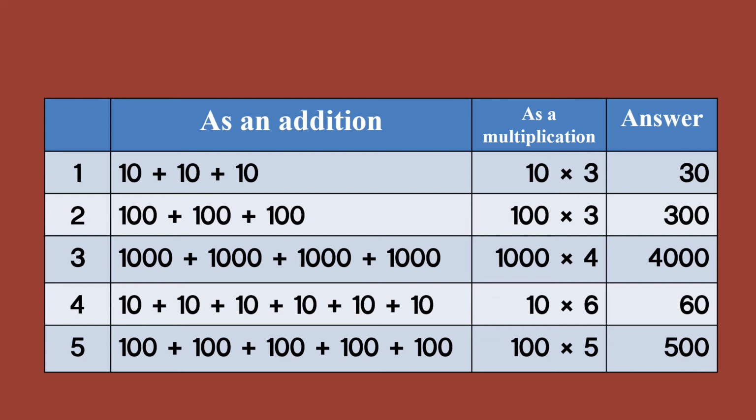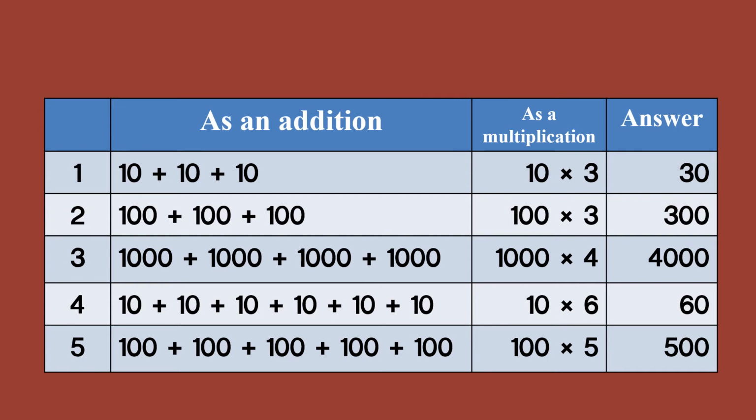1000 plus 1000 plus 1000 plus 1000. So there 4 thousands are added together. So as a multiplication we can say 1000 multiplied by 4. The answer is the same, it's 4000. 10 plus 10 plus 10 plus 10 plus 10 plus 10. So 6 10's are added together. So as a multiplication you can mention 10 multiplied by 6. So the answer is the same, it's 60.